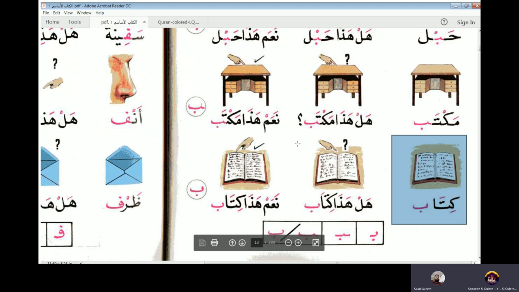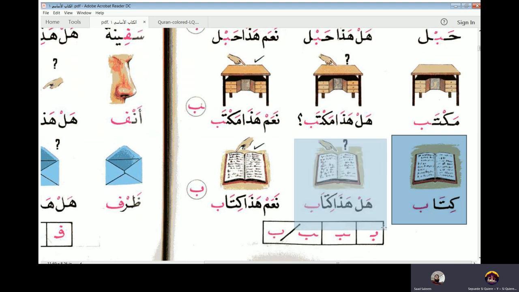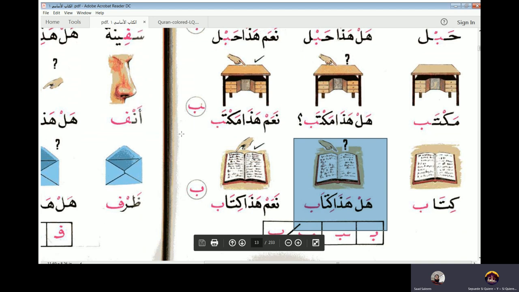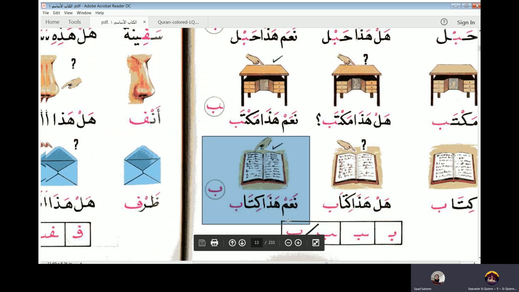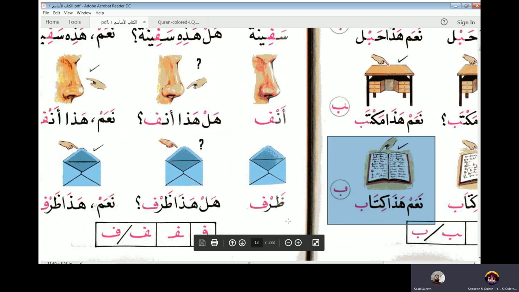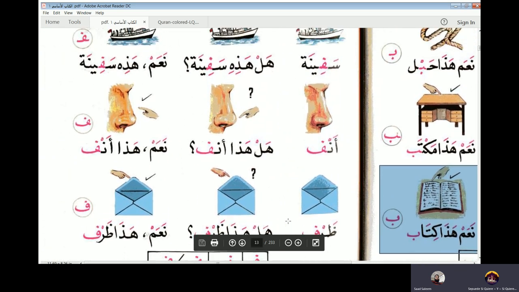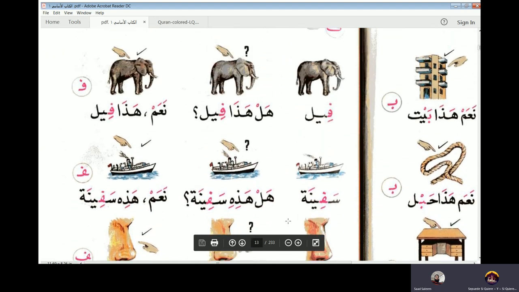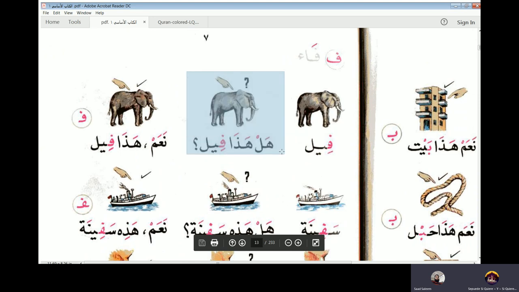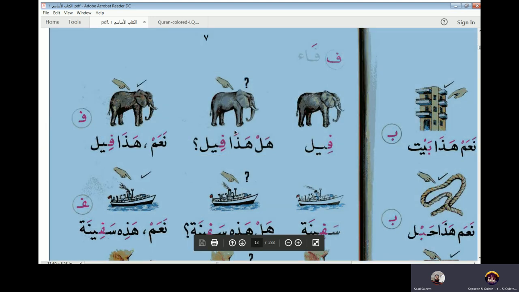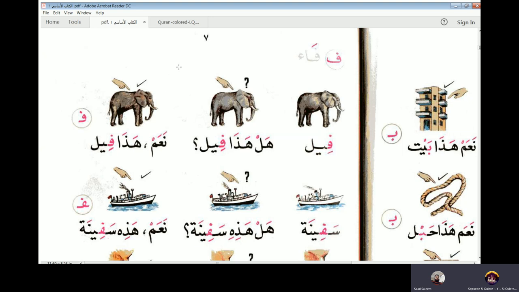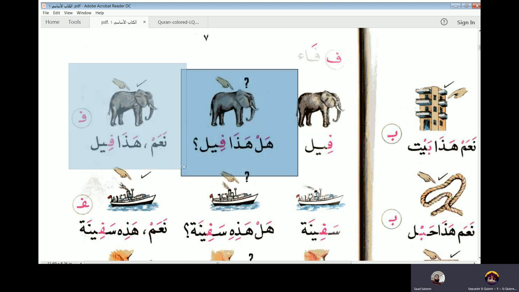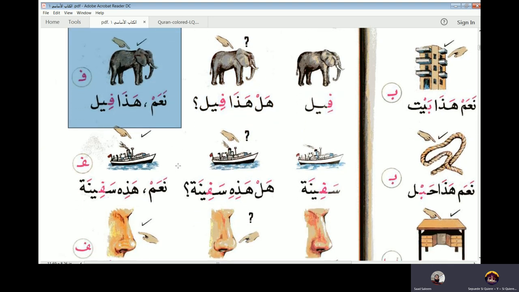Kitabun, a book. Hal hada kitabun? Is this a book? Naam, hada kitabun. Yes, this is a book. Feelun, an elephant. Hal hada feelun? Is this an elephant? Naam, hada feelun. Yes, this is an elephant.